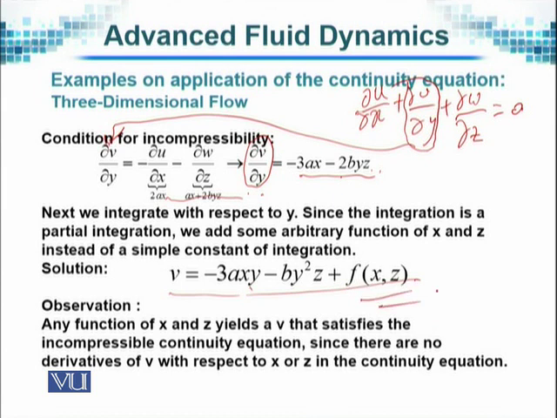This is what we have seen: the three-dimensional flow situation that was given to us, and from this the unknown component has been determined. That is the way we determine unknown components by using the continuity equation.